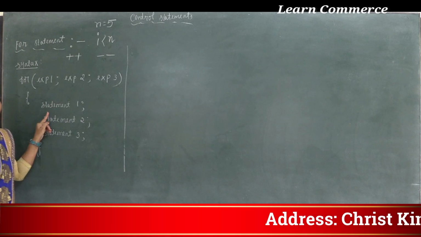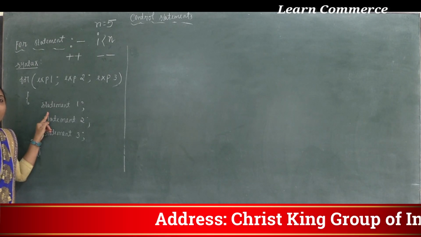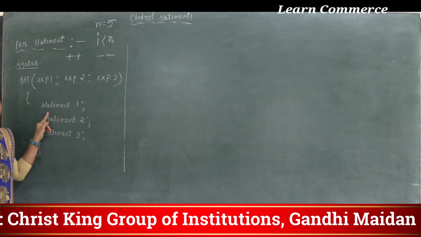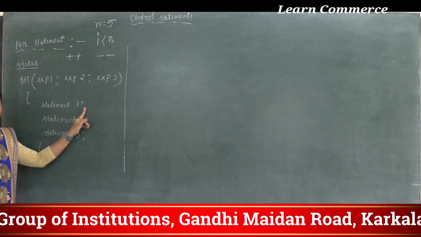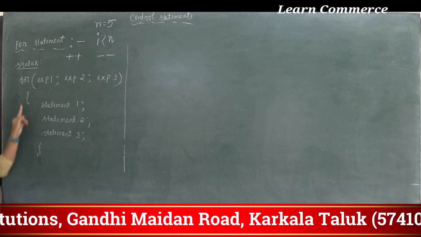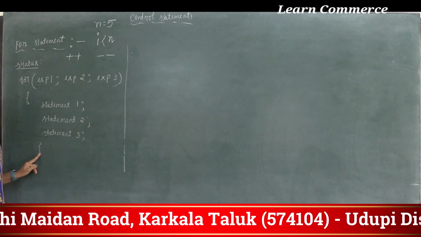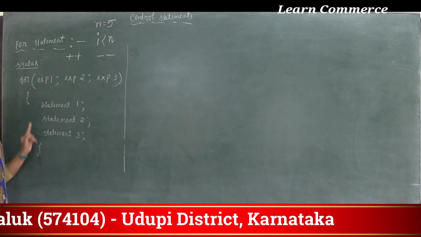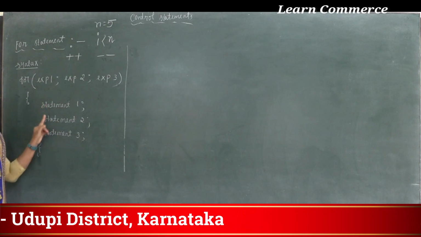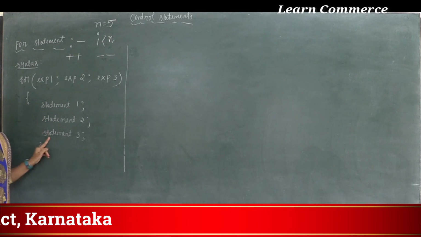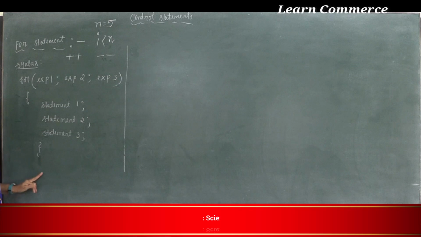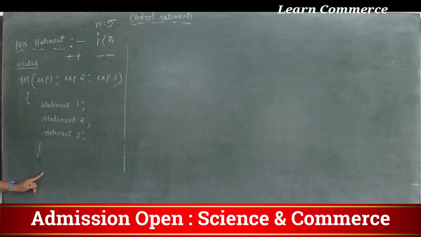As we know, the block of statement means the group of statements that are separated by semicolons and enclosed within curly braces. That is called the block statement or compound statement. So if the condition is true, statement 1 semicolon, statement 2 semicolon, statement 3 semicolon, then the closing of the curly bracket. So clear this point, the meaning of our syntax.